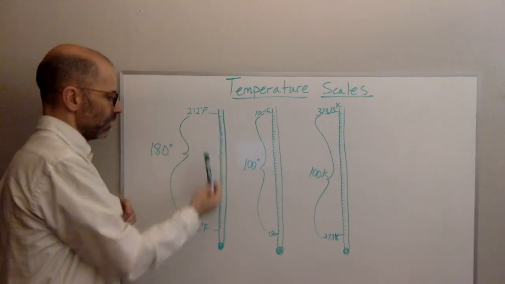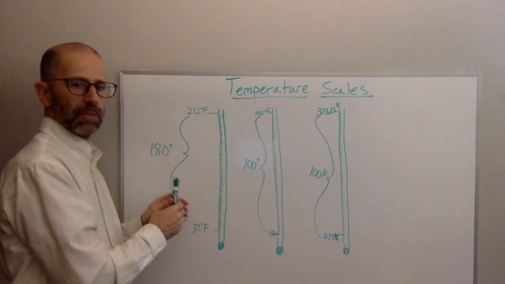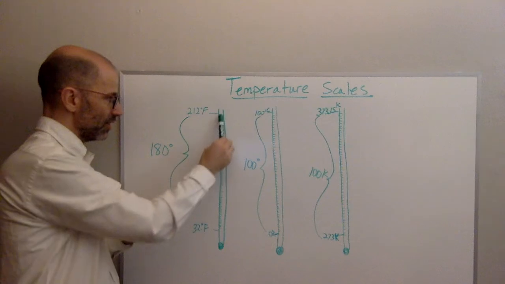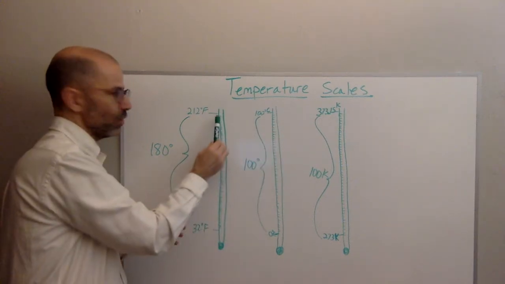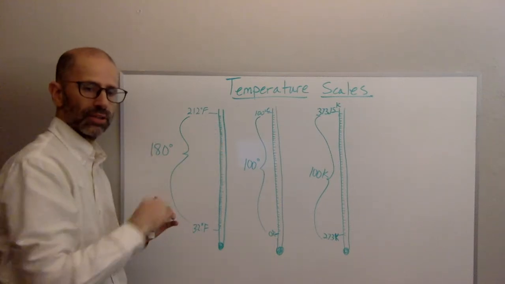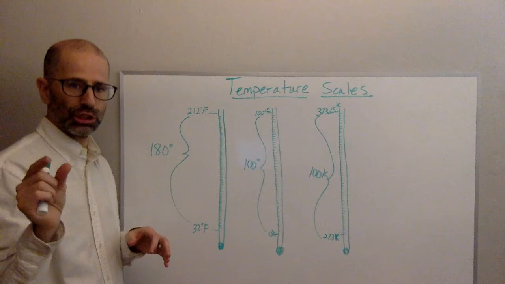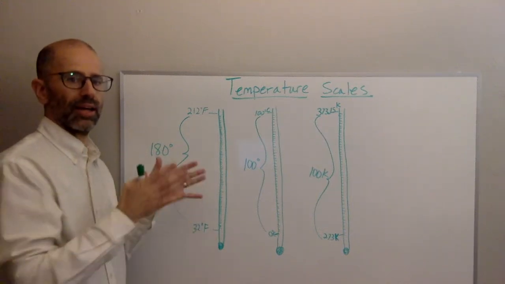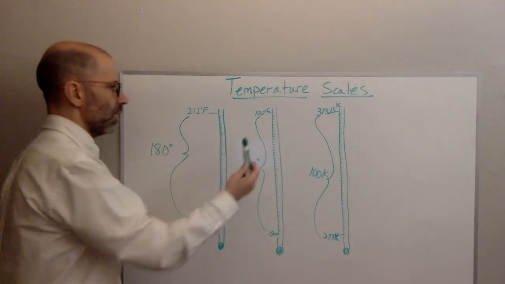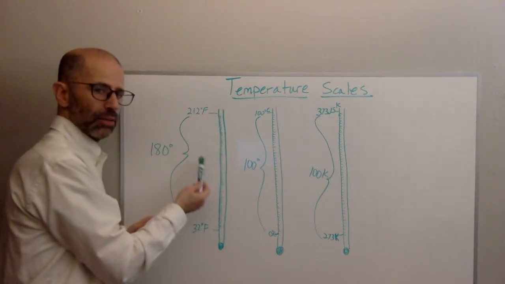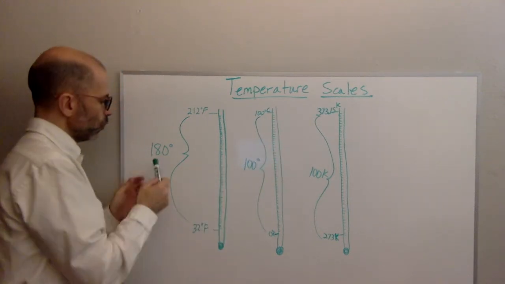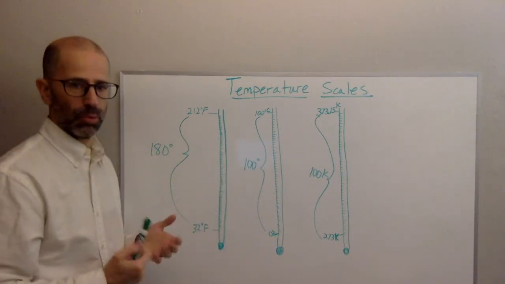Whereas in this one, since you have 180, you have to squeeze more lines into this distance than you do here. So the increments of degrees Fahrenheit are going to be smaller increments. In the same way that an inch is a smaller increment than a foot, because you can fit 12 inches into a foot, the increments of Fahrenheit are going to be smaller than the increments of degrees Celsius. And so this 180 and 100 is going to be important.